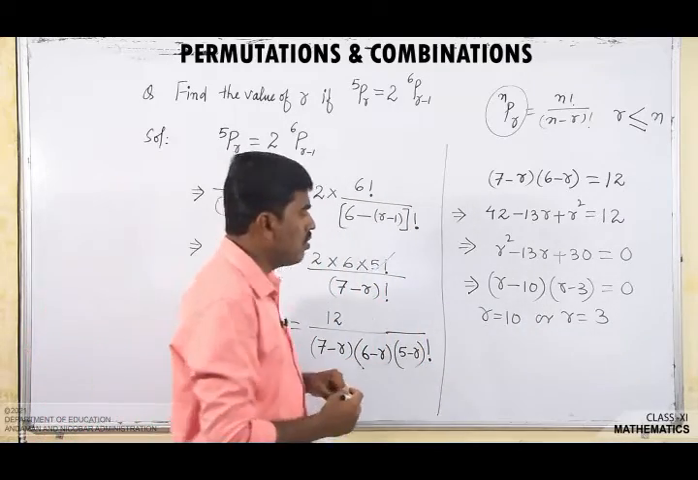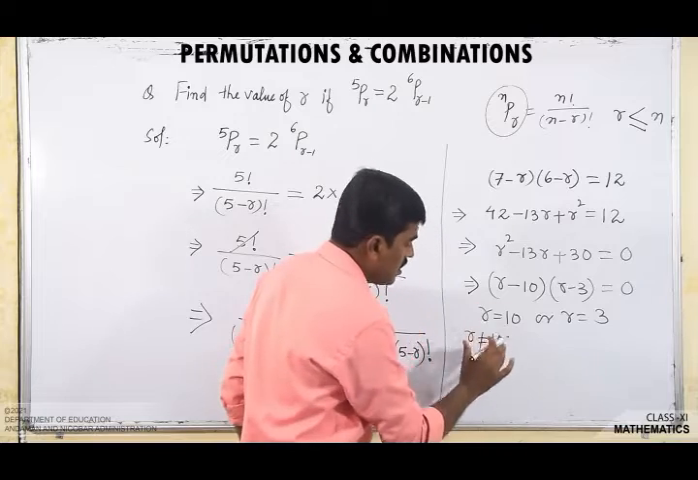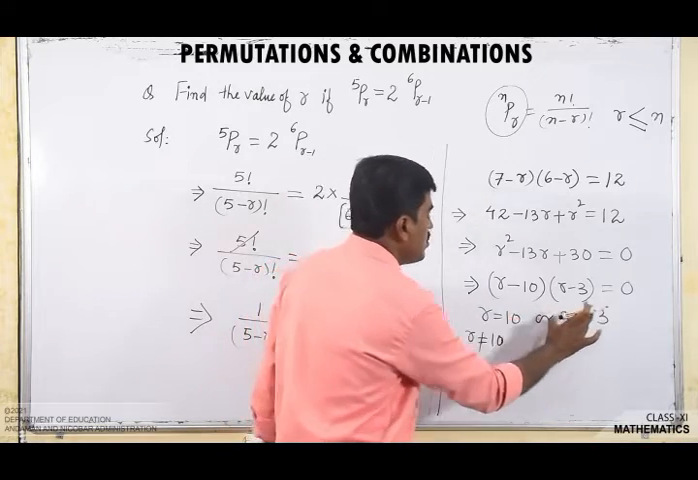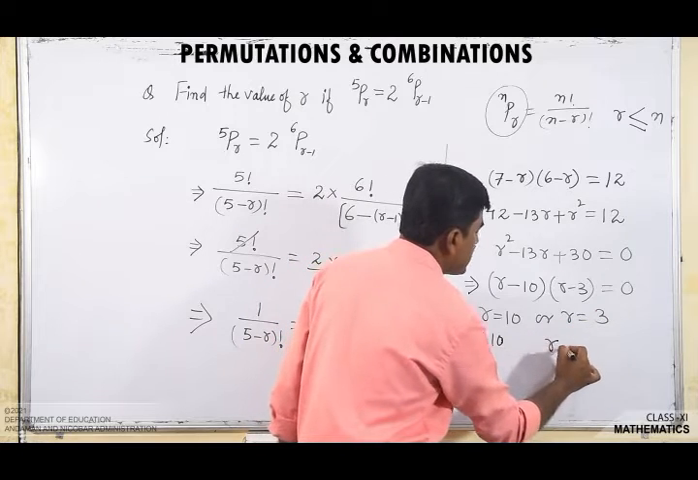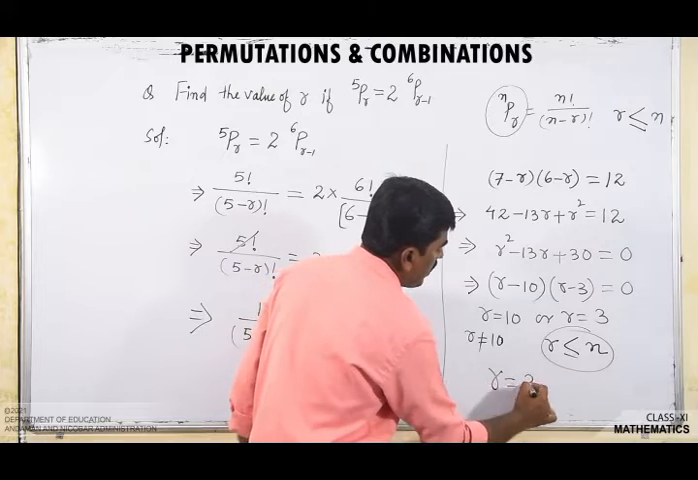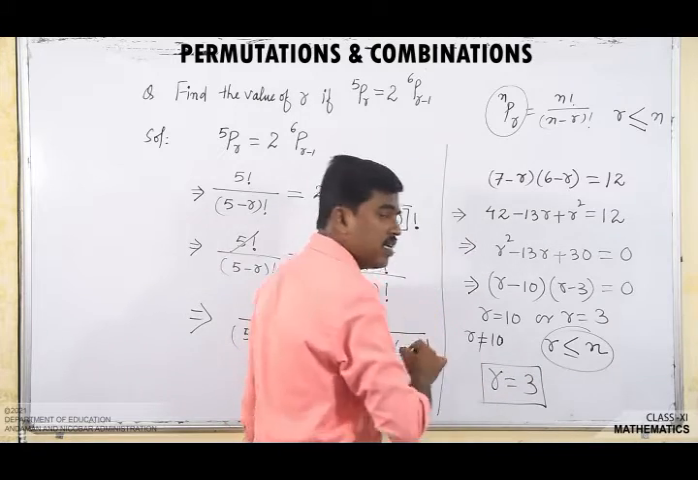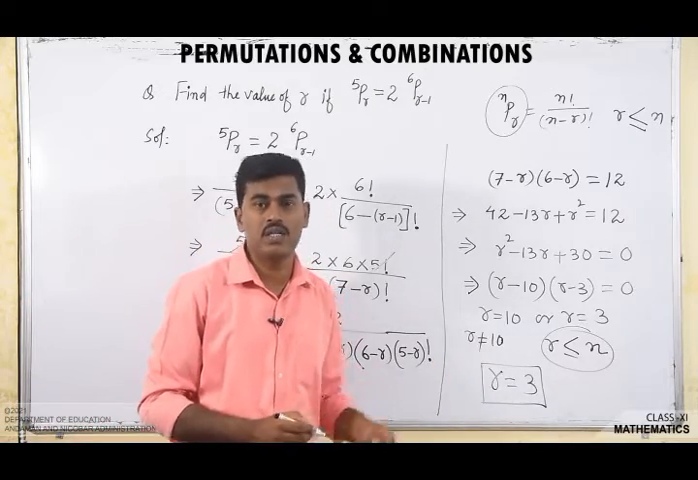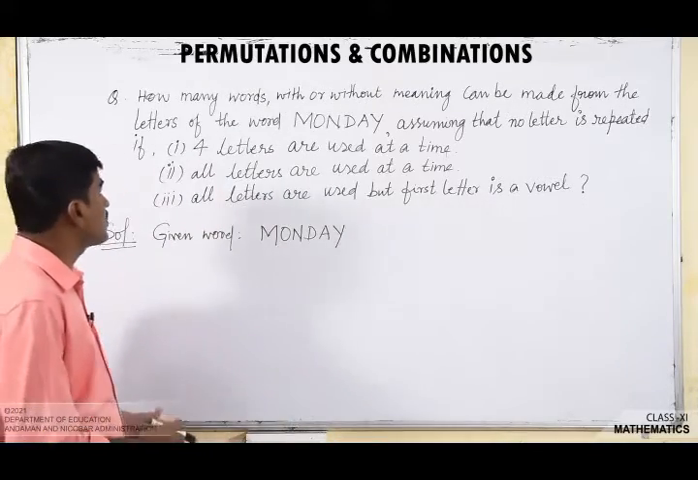Okay. So r is not equal to 10 here. So that means r is equal to 10 is not possible. So as the condition is r is less than or equal to n, so we have to take the value of r as r is equal to 3. Okay. So in this way we got the value of r, that is equal to 3. Clear? Now let us move on to the next question.